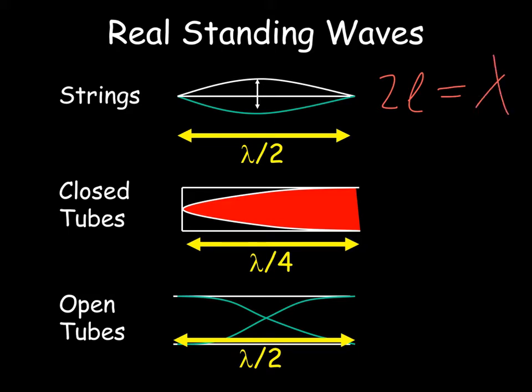Here we have the second one, the closed tube, that's something like a clarinet or an organ. This time we have 4 times the length goes to the wavelength. And back to open tubes, which are recorders, flutes, things like this. And again, 2 times the length of the tube is equal to the wavelength. And I'm afraid you just have to remember those.